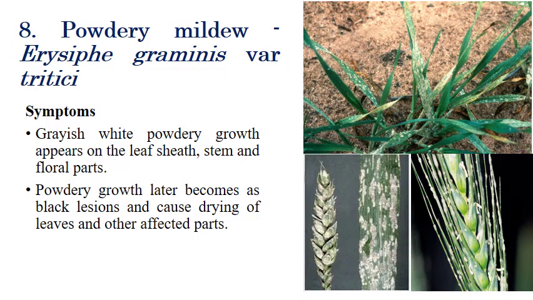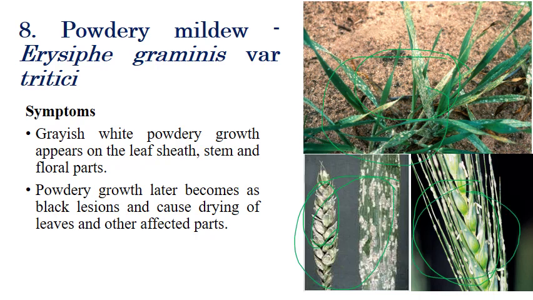Coming to powdery mildew, which is caused by Erysiphe graminis tritici. Powdery mildew itself indicates a powdery appearance. A white colored powdery growth appears on leaves. On the right side we can see powdery growth on leaves, as well as on the inflorescence. A grayish white powdery growth appears on leaf sheath, stems and floral parts, so white colored powdery growth can be observed.